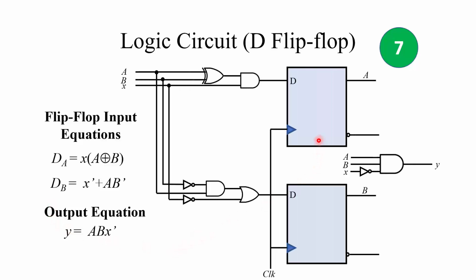So as you can see, दो flip-flops use हुई हैं with state variables A and B. This is the combinational logic जो कि हमारी flip-flop input equations को implement कर रही हैं. For DA we can see that DA is A XOR B and X, and DB is A and B prime or X prime, and finally our output is A and B and X prime.